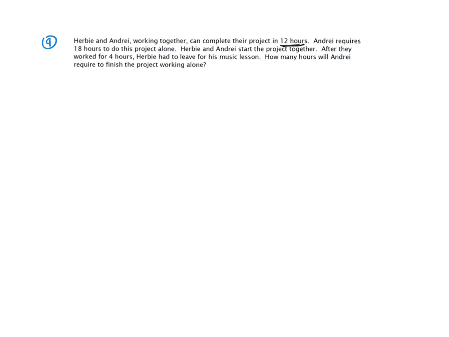So again, let's make a little chart here. And it seems like we're being asked a lot of questions, but let's take it a step at a time. So this is the rate times time is equal to part of the work done. Okay, so we begin. Herbie and Andre working together can complete their project in 12 hours. So that's 12 for each. Andre requires 18 hours to do the project alone.